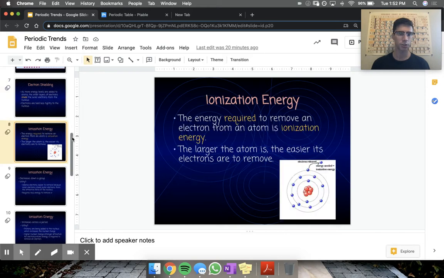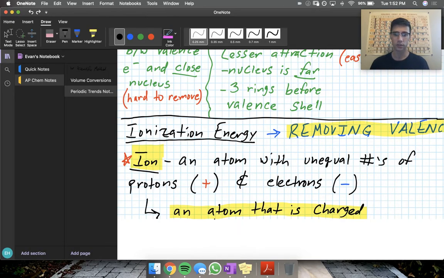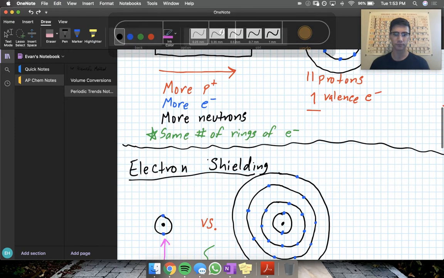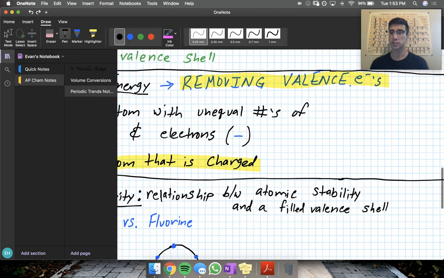The next periodic trend we want to talk about is ionization energy, which basically means the energy that would be required to turn an atom into an ion. As a refresher, what is an ion? Ionization energy basically means removing valence electrons.